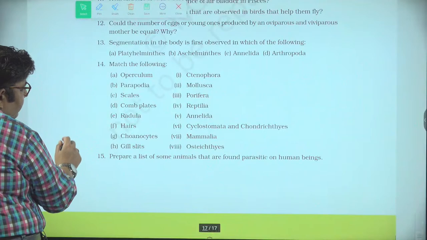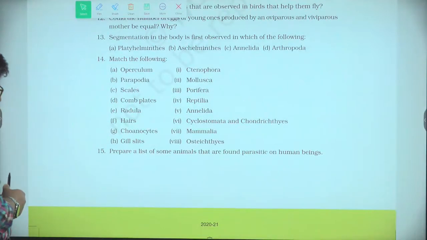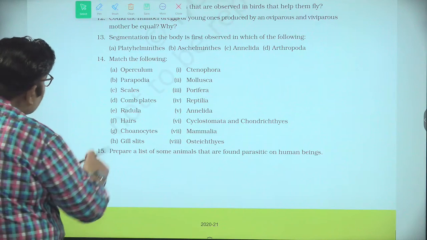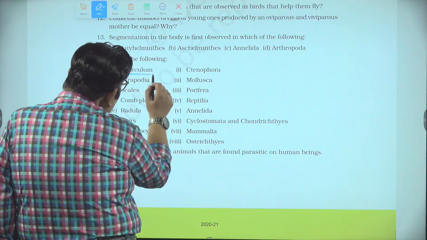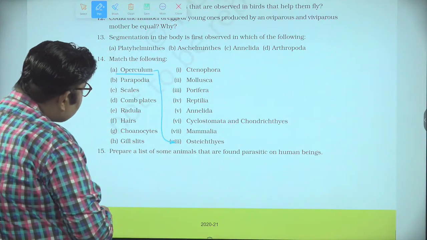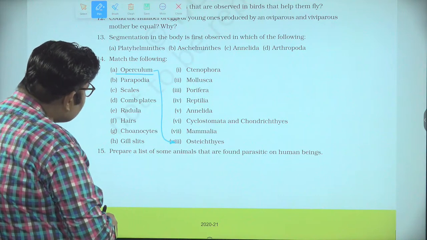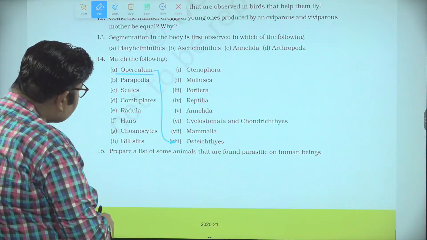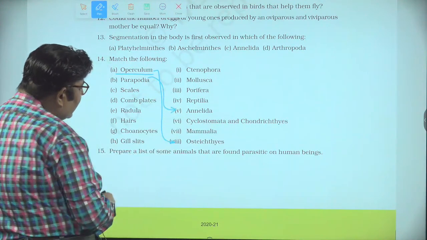Match the following. Let us try this question. Operculum, parapodia, scales, comb plates, radula, hairs, choanocytes, and gill slits. Similar types of questions are definitely going to be asked in the examination. Operculum goes with osteichthyes. Then parapodia. Parapodia is in Nereis, and Nereis is Annelida, so we can say Annelida.